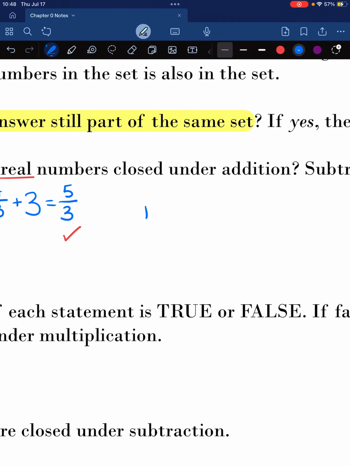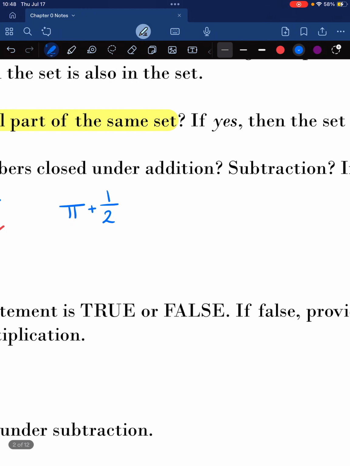Let's pick pi plus, maybe I can do a fraction, pi plus 1/2. Okay, I might have to use my calculator for this. This is going to be 3.64159. So it's not exactly pi, right? It added a half there. But this is still going to be a decimal that continues on forever without repeating. So this does still count as an irrational number, right?